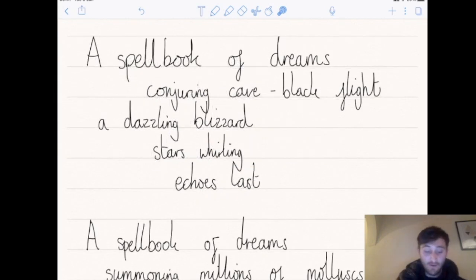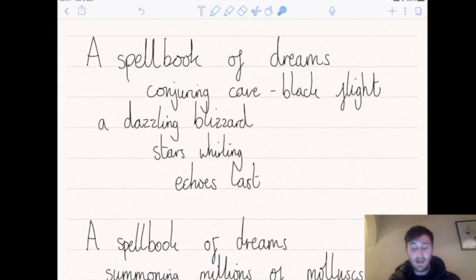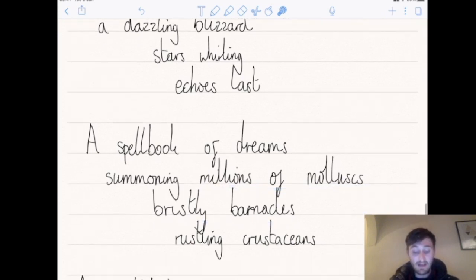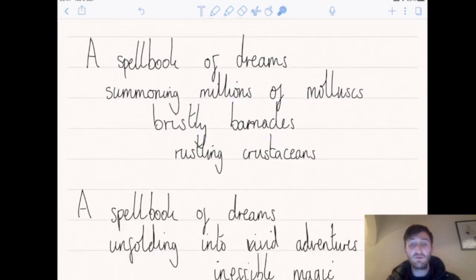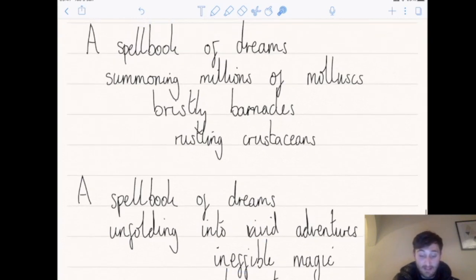So in this, I have got repetition. I keep repeating the title of my free verse poem, a spellbook of dreams, a spellbook of dreams. Have I got some alliteration in here? Well, I've got millions of mollusks, bristly barnacles. I've got my alliteration there. I have got so much key vocabulary in here. I've got a word from the words collector here, ineffable, which means that words cannot describe how amazing it is. So ineffable, I've got vivid, I've got bristly, rustling, these wonderful words that I have picked out from my books that I have read.